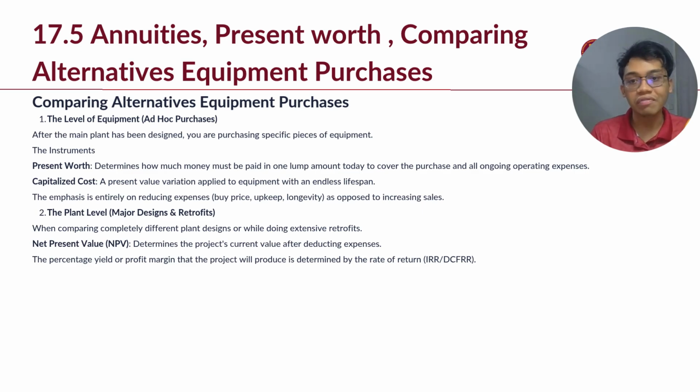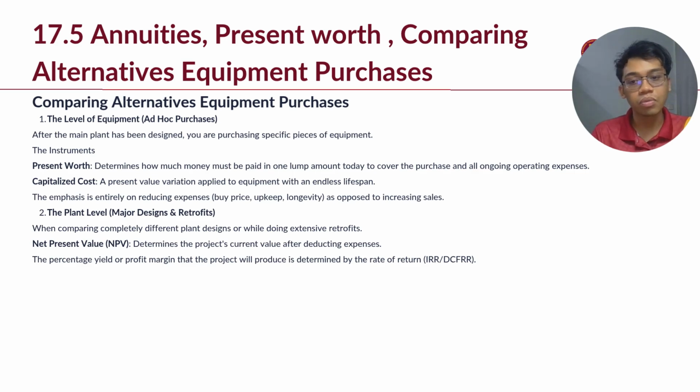Then we move to the plant level for major design and retrofit. When comparing completely different plant designs or doing extensive retrofit, we have the NPV, net present value, which determines the project's current value after deducting expenses. The percentage of yield or profit margin that the project will produce is determined by the rate of return, IRR. So here's the comparison table, with the columns comparative scale, scenario, recommended method, and primary focus.